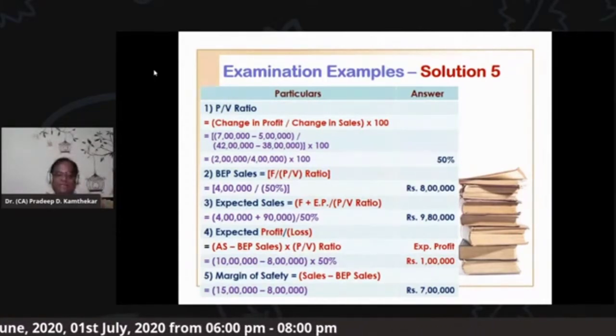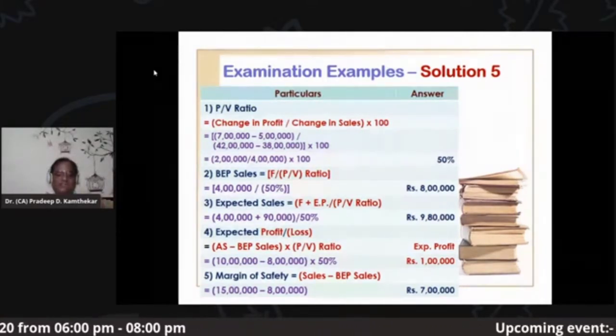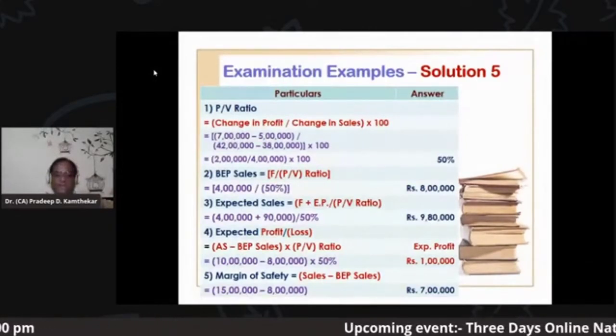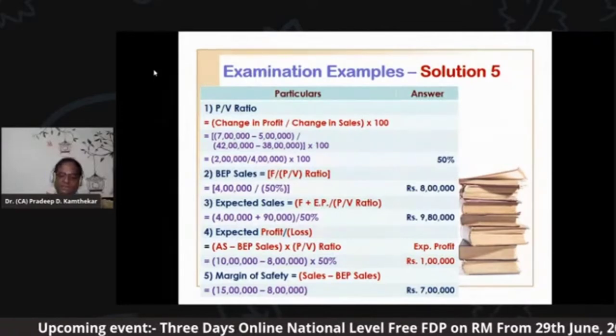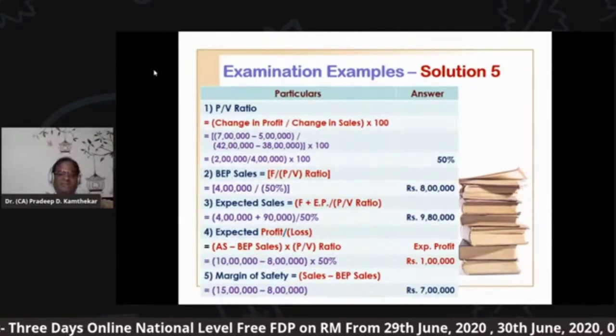And the last thing, margin of safety is asked when the actual sales are given as 15 lakhs. From that, we minus break-even sales as 8 lakhs. In point number 2, I have calculated that. So it is 7 lakhs positive margin of safety.